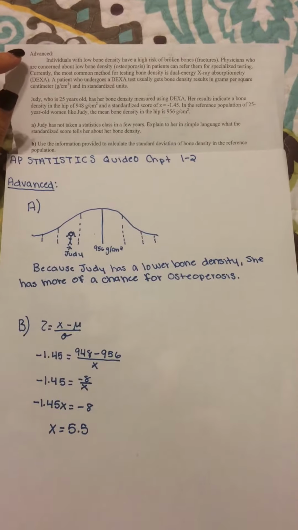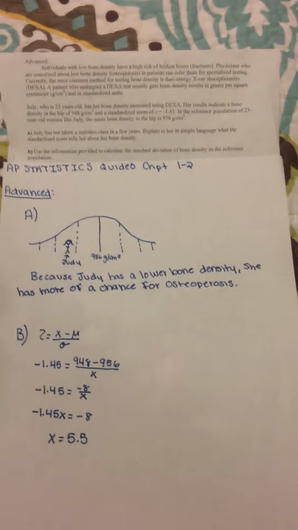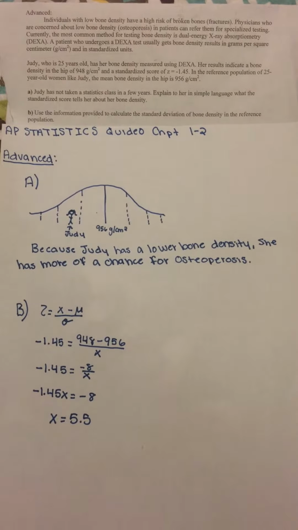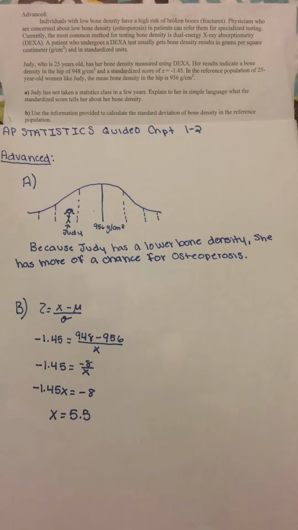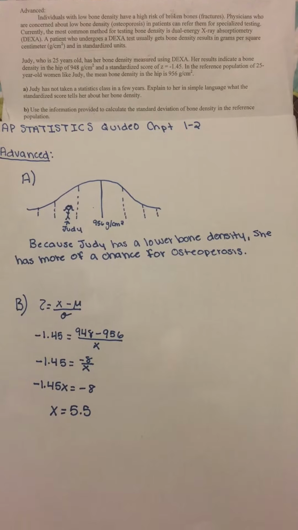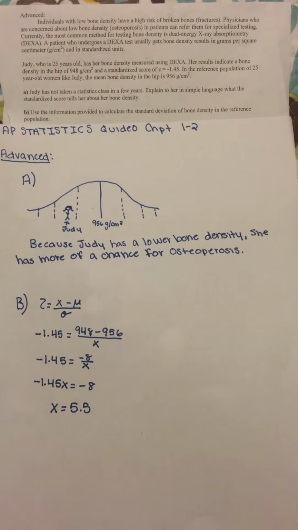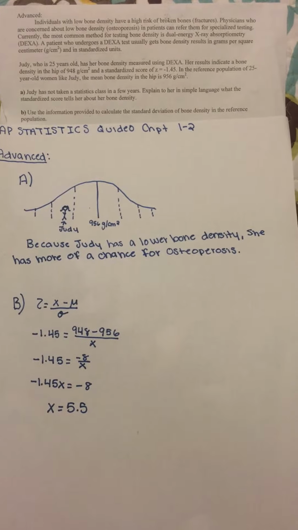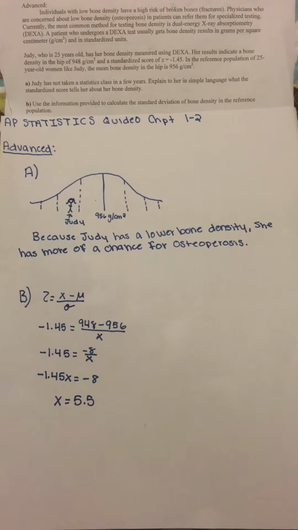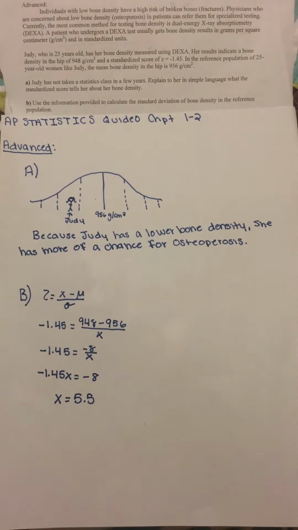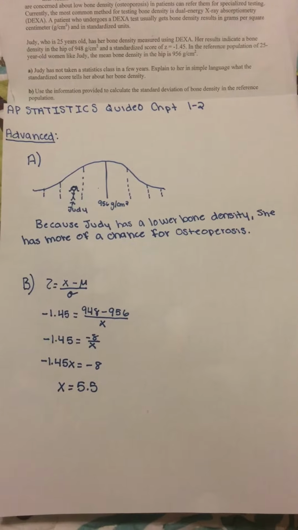Individuals with low bone density have a high risk of broken bones, or osteoporosis. Judy, who's 25 years old, has her bone density measured using DEXA. Her results indicate a bone density in the hip of 948 grams per centimeter squared and a standardized score of z equals negative 1.45. In the reference population of 25-year-old women like Judy, the mean bone density in the hip is 956 grams per centimeter squared.